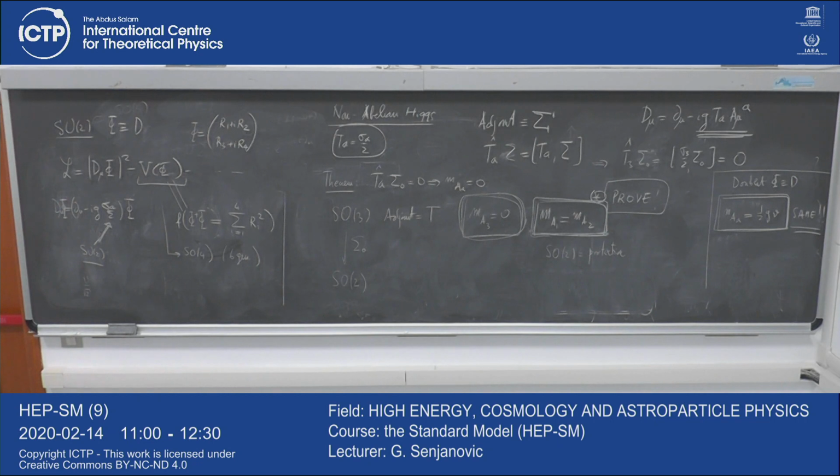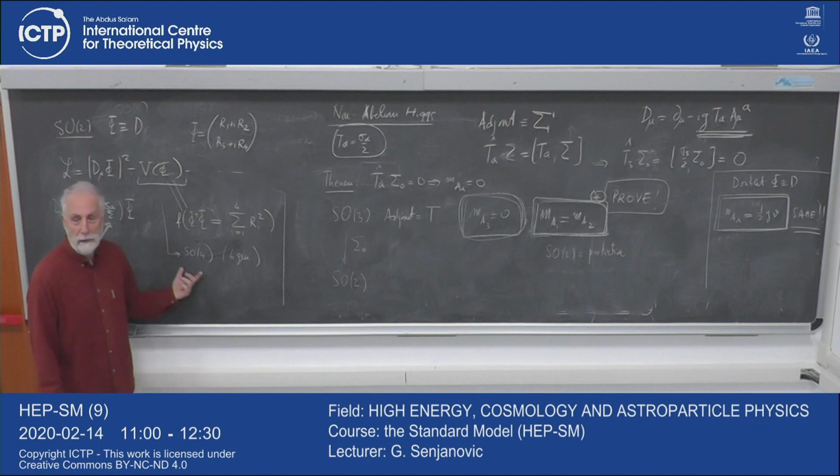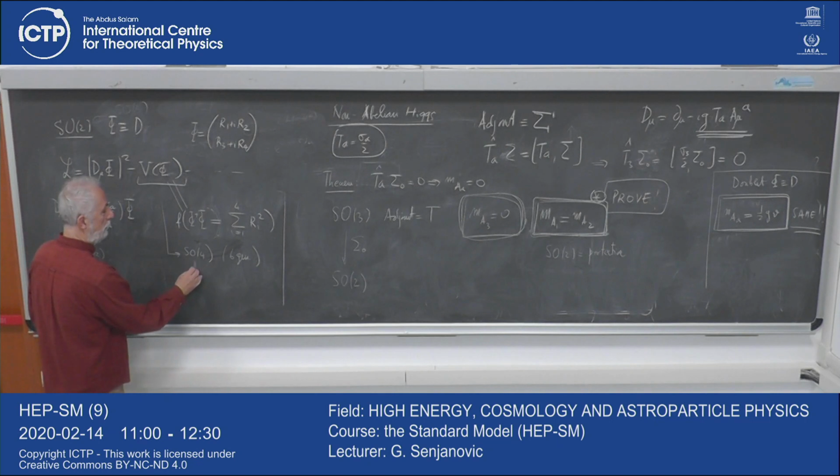In SO3 is 1. You have only one vector in one direction. In SO4 you would have 2. The algebras with the same rank and the same number of generators turned out to be equivalent. This is actually equal to SU2 cross SU2.